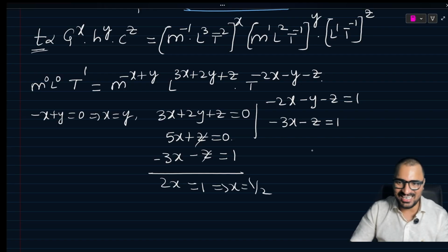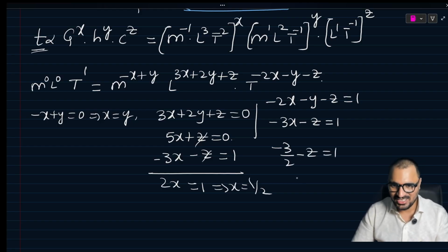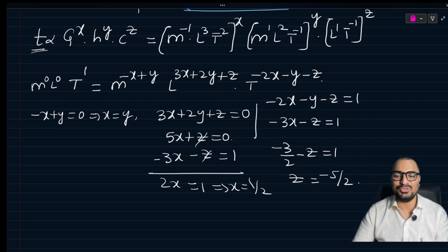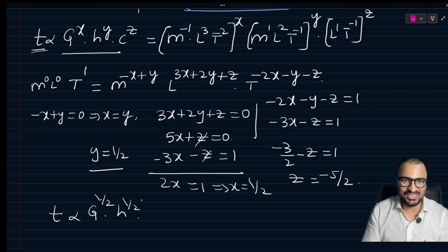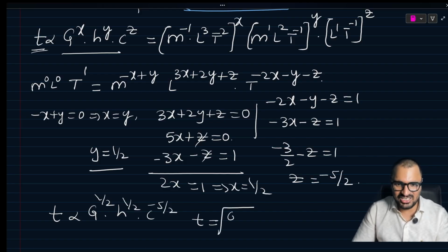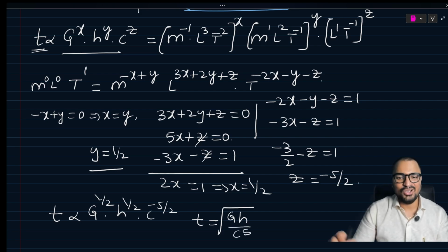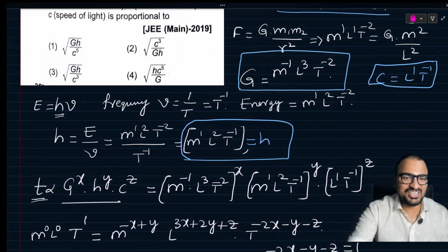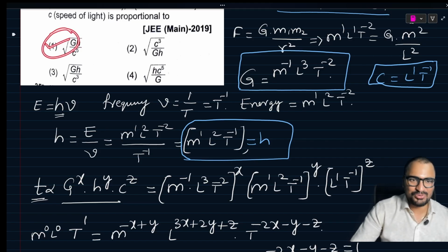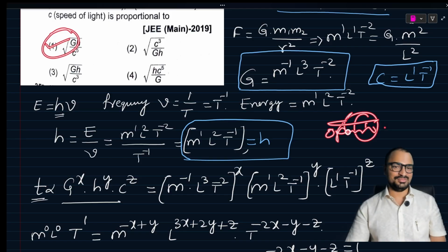X is equal to 1 by 2, then minus 3 by 2 minus z is equal to 1, that means z is equal to minus 5 by 2, and y is equal to 1 by 2. So the equation is T directly proportional to G power 1 by 2, H power 1 by 2, C power minus 5 by 2. This is how they wrote it: root of G H by C power 5. Which option? Option 1, we have, right?